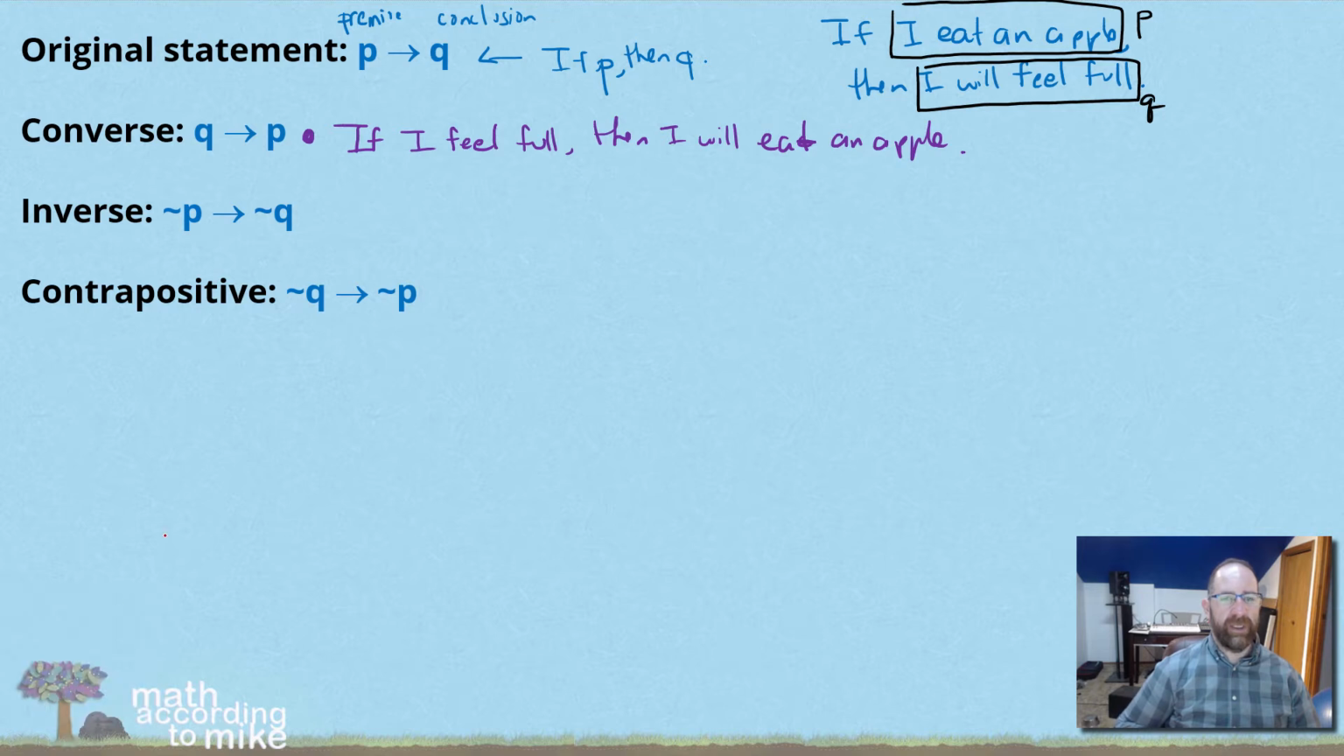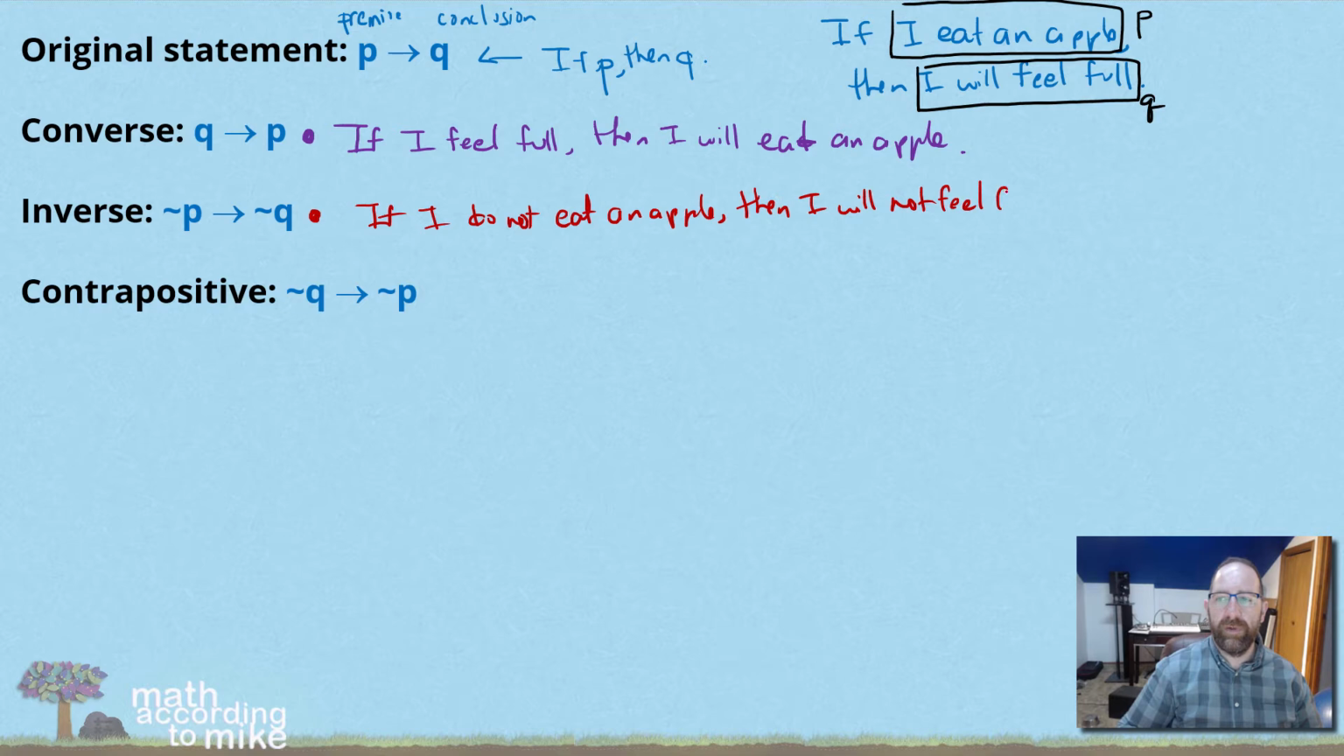And now how about the inverse? I'll do that in red. Notice the inverse has the format not P implies not Q. So if not P will become if I do not eat an apple, then not Q will become then I will not feel full. So this goes back to an earlier section where we were negating statements that occurred a couple times if I think about it.